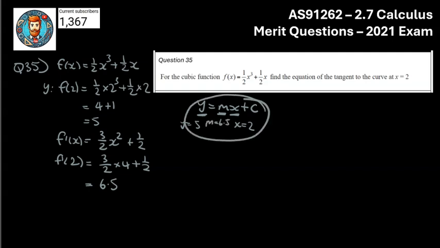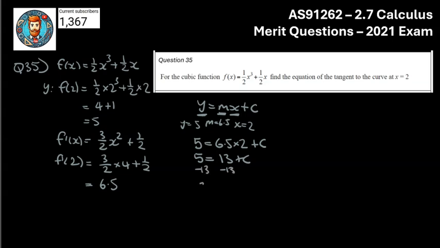I can now sub all of these in together to get my c value. So that tells us that 5 is going to be equal to m times x. So that's going to be 6.5 times 2 plus c. Simplifying that middle bit there. 6.5 times 2 is 13 plus c. And then I'm going to take away 13 from both sides. So that means c is going to be equal to minus 8. So now that I've got that, minus 8, I've actually done a math error there, haven't I? We're looking good. We can now put that all together to get my final tangent equation. So y is going to be equal to 6.5x minus 8.